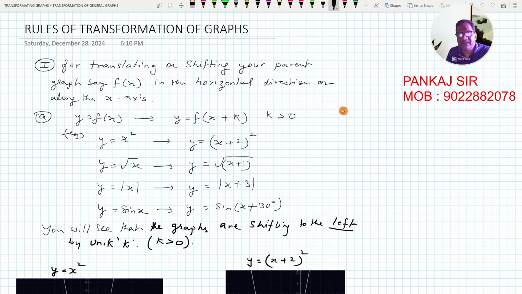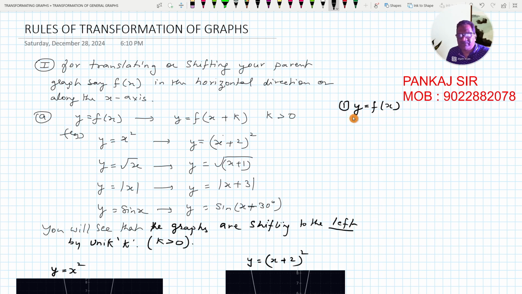Number one, there is something called a parent graph, y is equal to f of x, which must be given to you. It can be any graph. It can be a sin x graph, a cos x graph, an x square graph, a root x graph, a log x graph, or an absolute value graph. Whatever the function, the graph of that particular function is known as a parent graph. Now this parent graph can be transformed in four different ways.